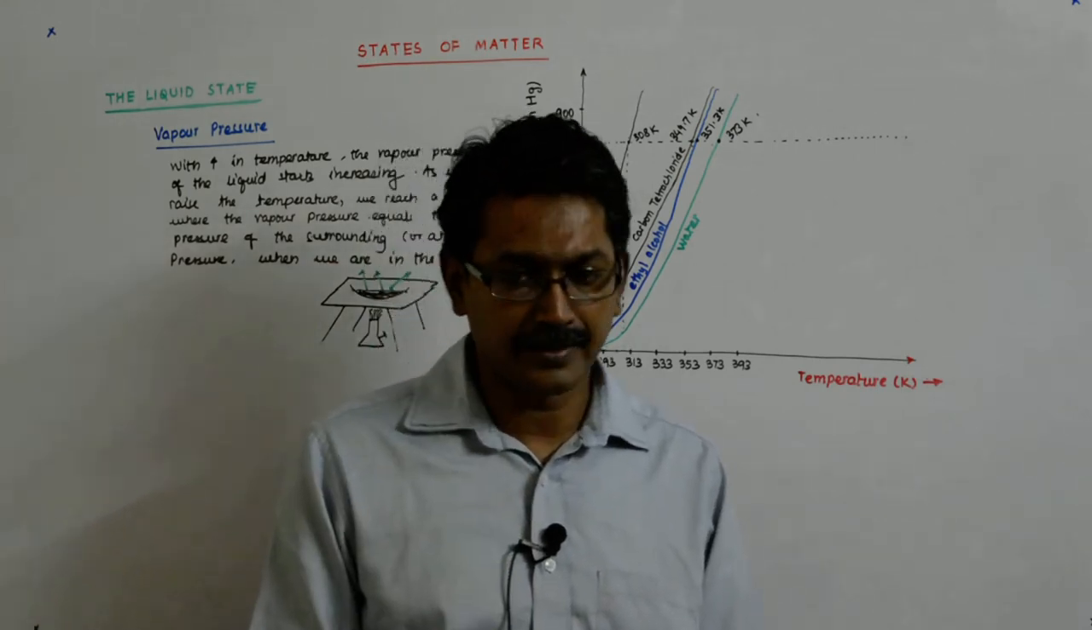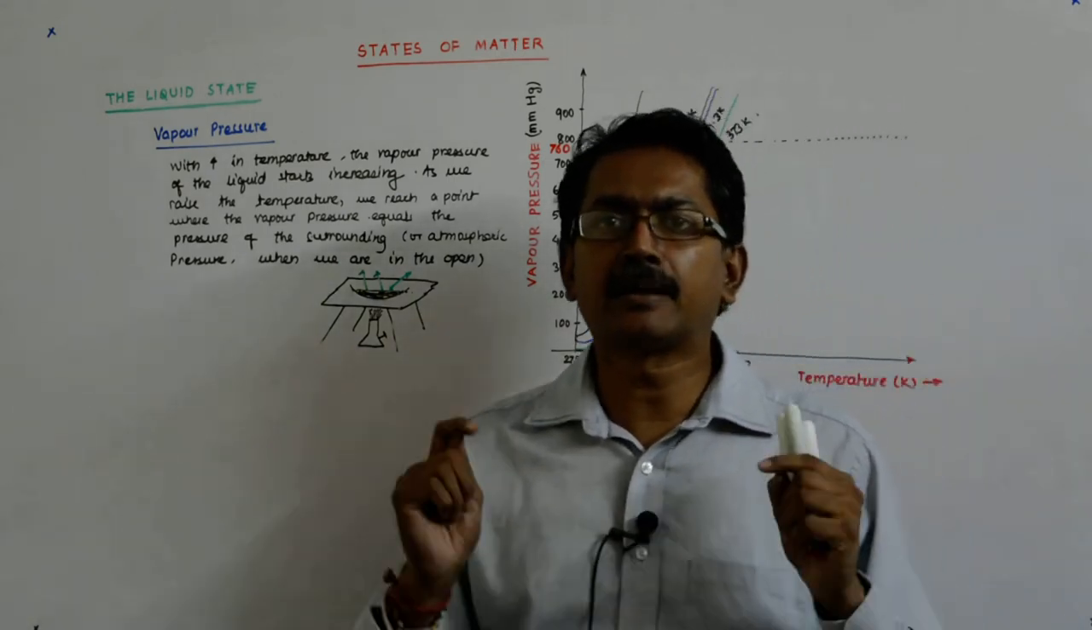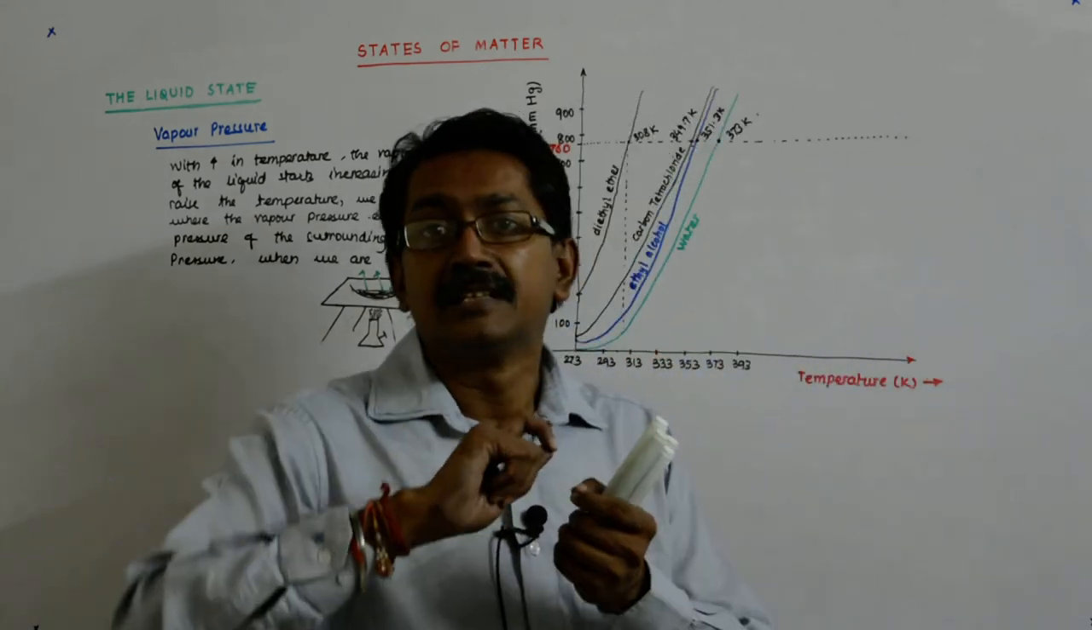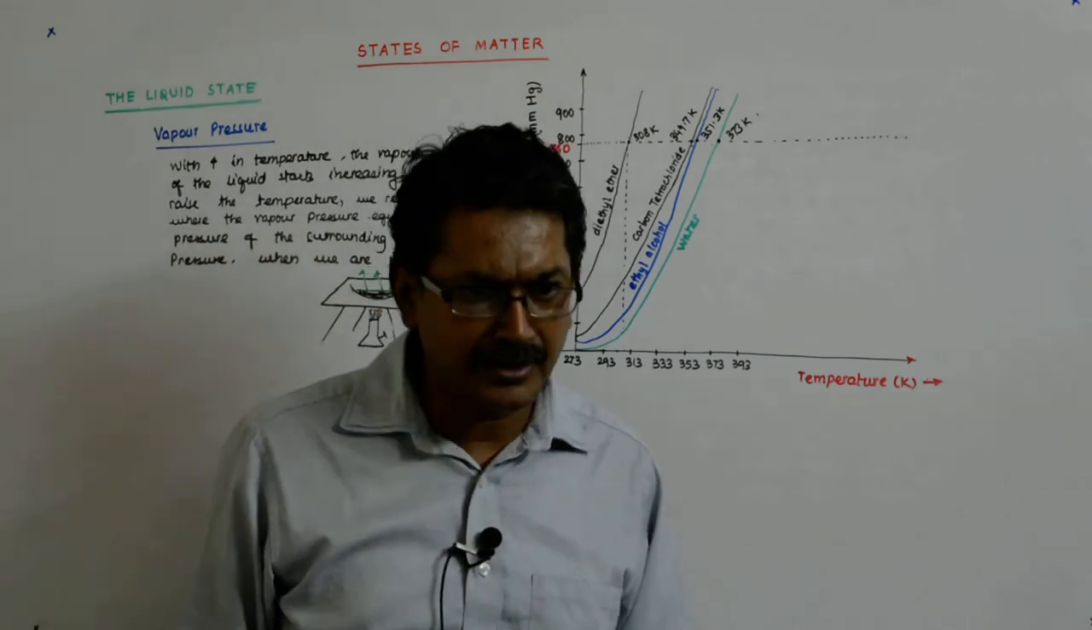A point reaches, but it is still happening from the surface. Let us try to understand. It is still happening from the surface. A point comes in when your temperature becomes so high that it gives so much energy to the molecules that the molecules from the bulk also start shooting into the atmosphere.